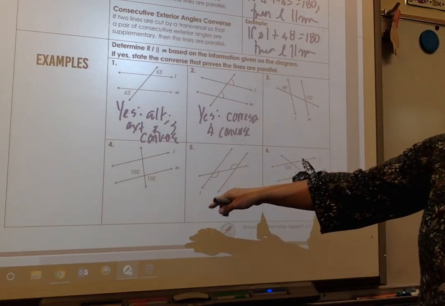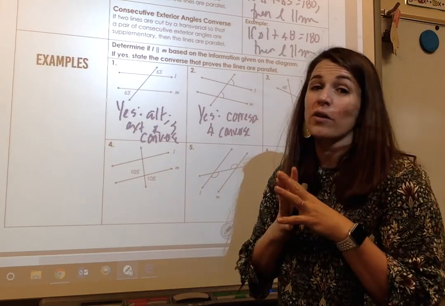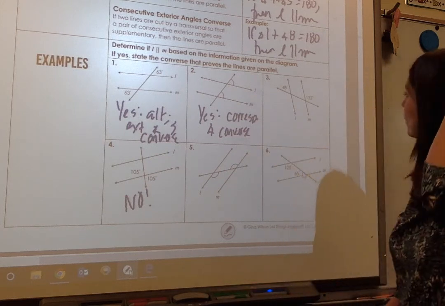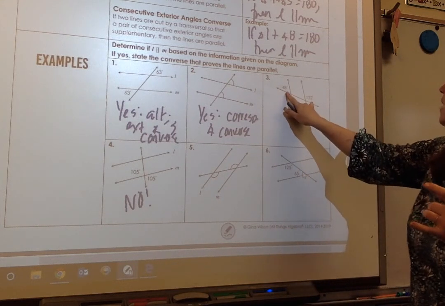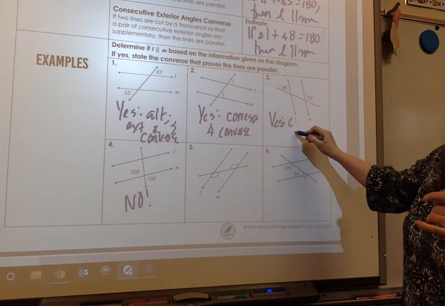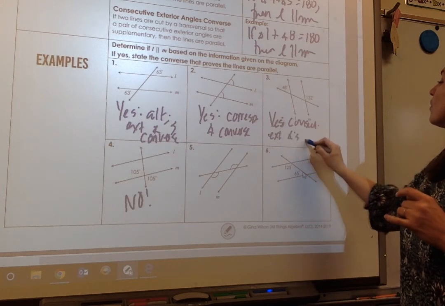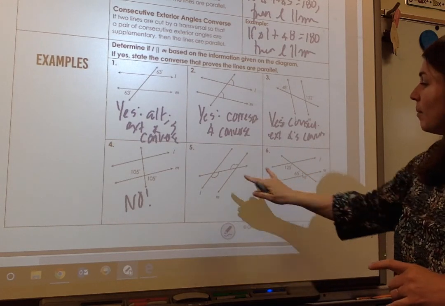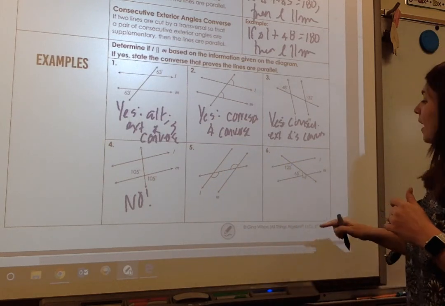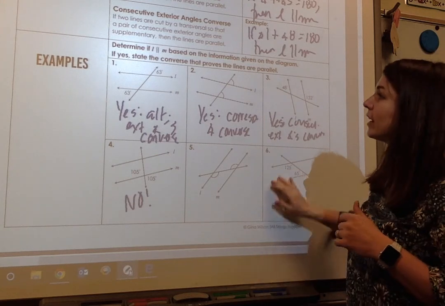Look at number 4. I know that these are vertical angles, but there is no vertical angle converse. So my answer here is no. I don't know that L and M are parallel to each other. Do these add up to 180? They do. So yes, it's going to be consecutive exterior angles converse. Here, same thing. Yes, alternating interior angles converse. And here is no, because they do not add up to 180 degrees.